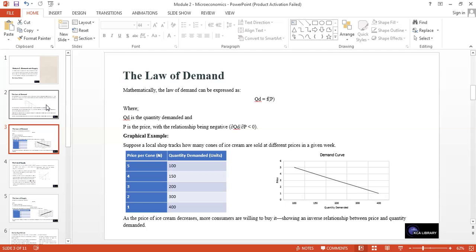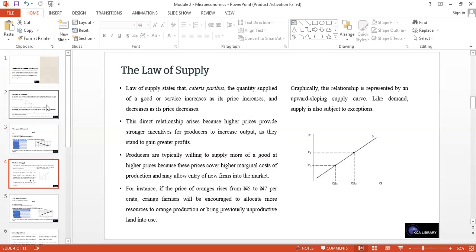For the law of supply, it states that, ceteris paribus, the quantity supplied of a good or service increases as its price increases and decreases as the price decreases. So if the price of a good or service increases, then the quantity supplied will also increase, and vice versa.